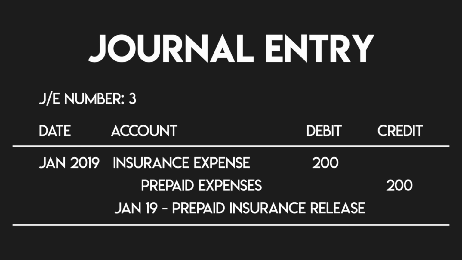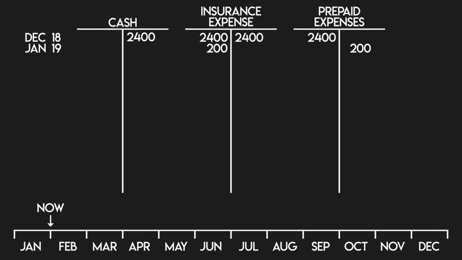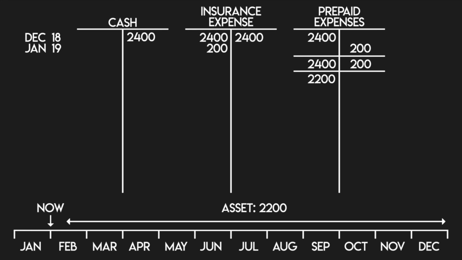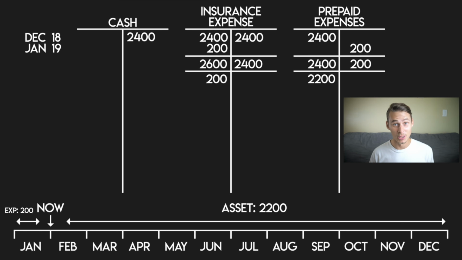The adjusting journal entry that we need to post looks like this. We need to debit the insurance expense account by $200 to increase our expenses in the income statement. And we need to credit prepaid expenses by $200 to decrease our assets in the balance sheet. So with 11 months of insurance coverage left on the policy, we're carrying $2,200 of prepaid expenses as an asset in the balance sheet, and we've incurred an insurance expense of $200 in the income statement. This process of releasing prepayments from the balance sheet needs to continue for the rest of the year.